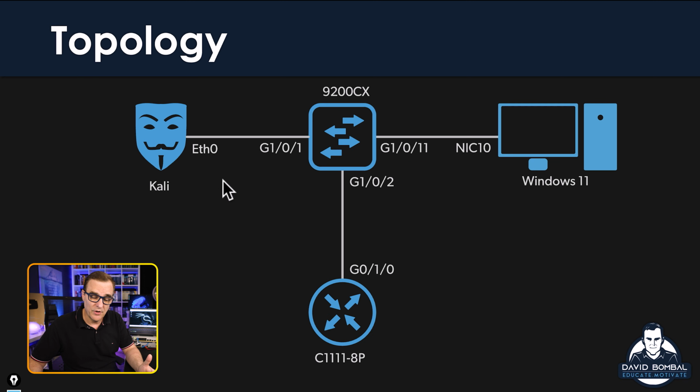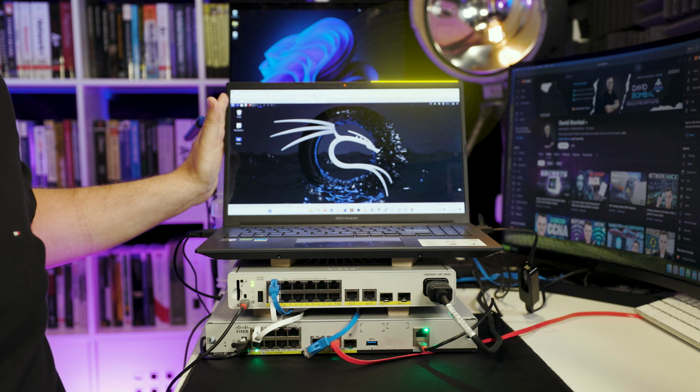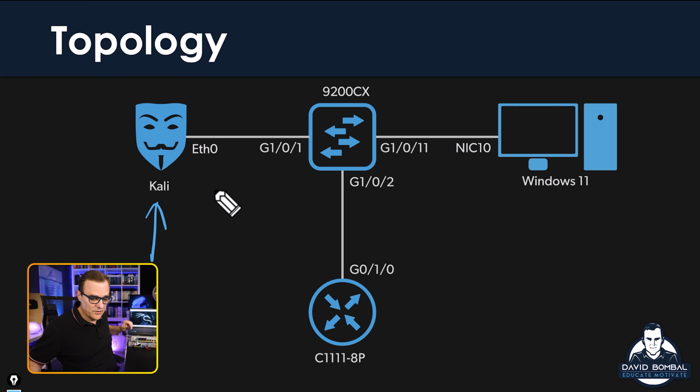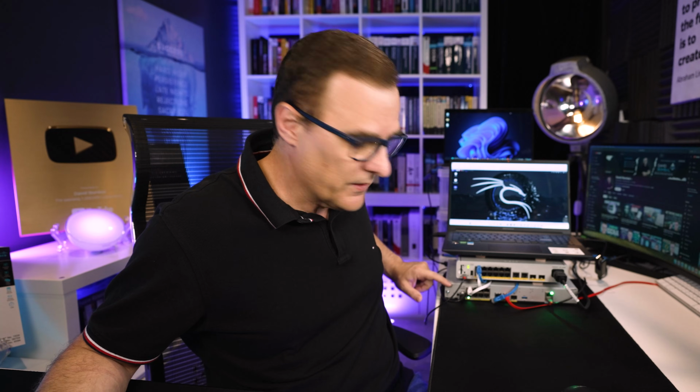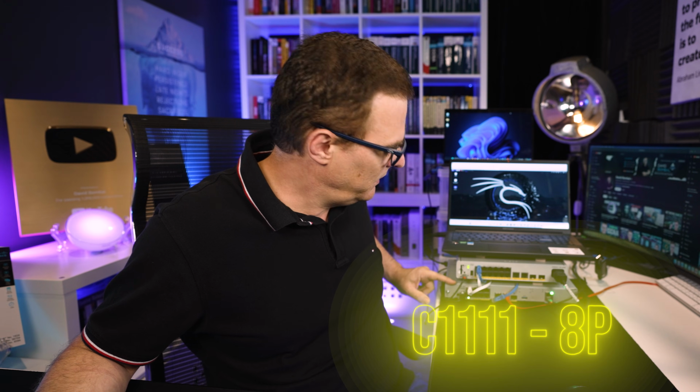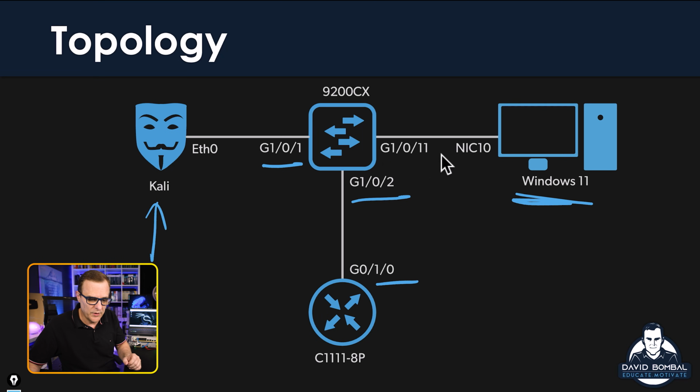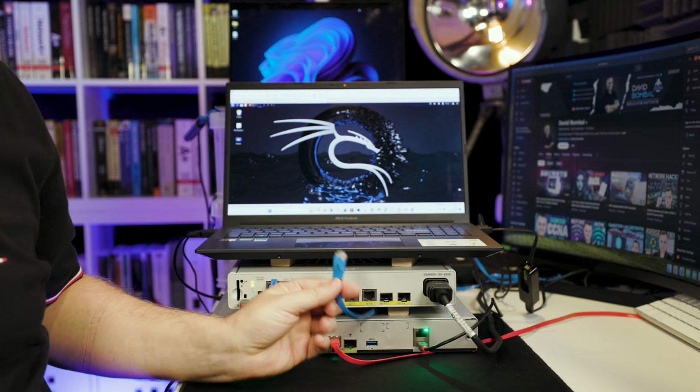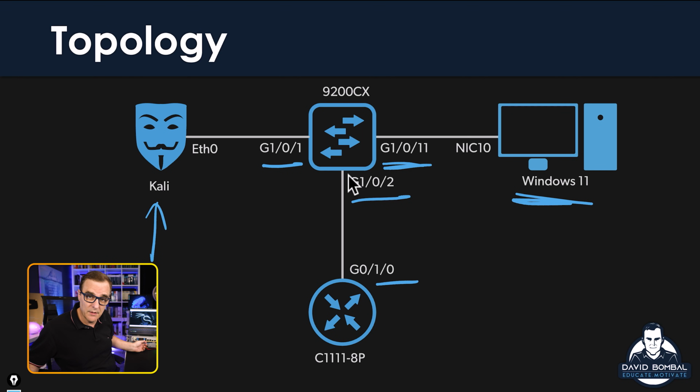Okay, but before I show you how to configure DHCP snooping, let me show you the problem using this Kali virtual machine running on this laptop. It's connected to gigabit 101 on this 9200 series switch. Gigabit 102 is connected to the Cisco router. This is a Cisco quadruple 18P router. At the moment, the Windows computer is not connected to the switch, but I'll connect the Windows computer to port gigabit 1011 to demonstrate the problem and run the man-in-the-middle attack.